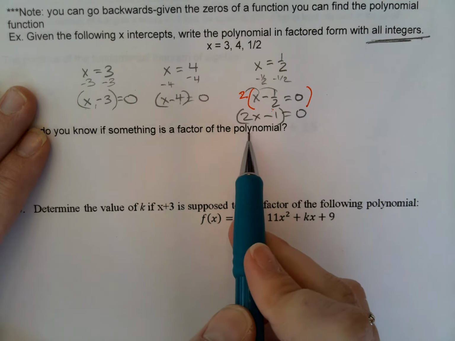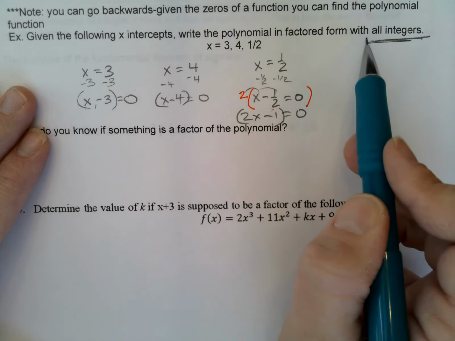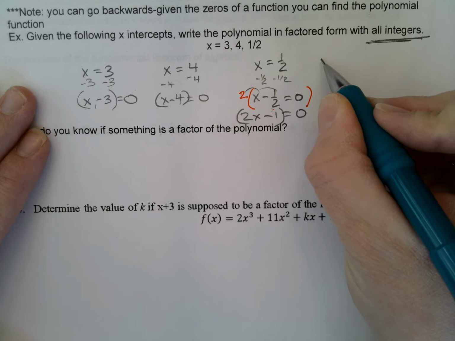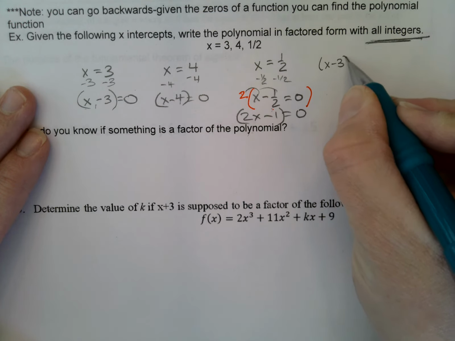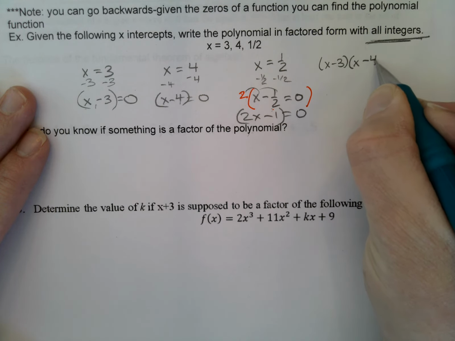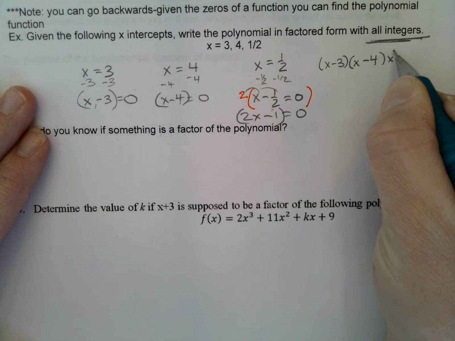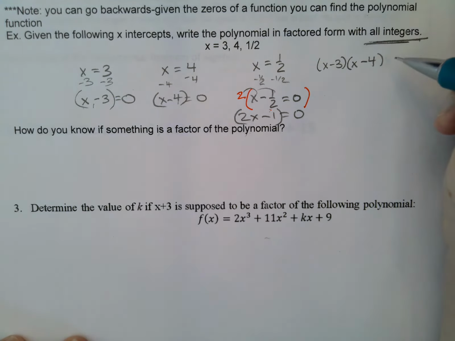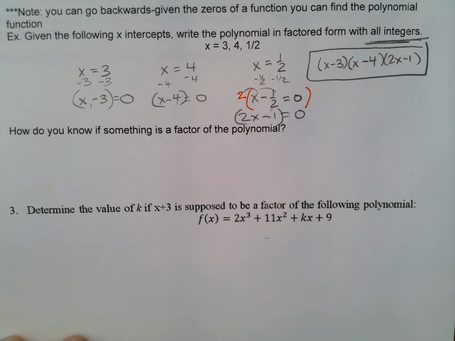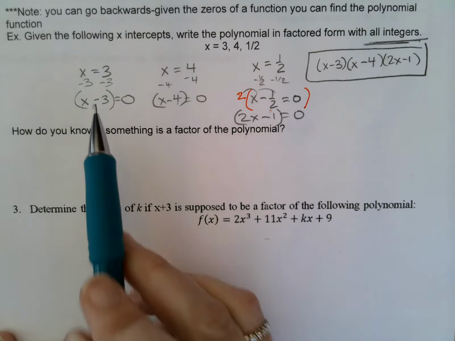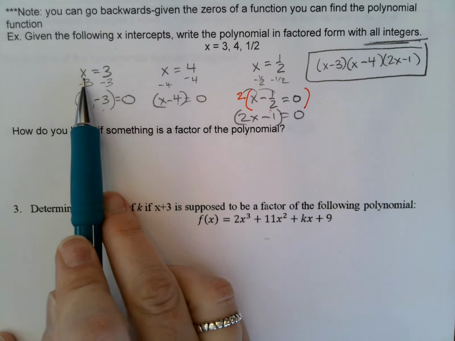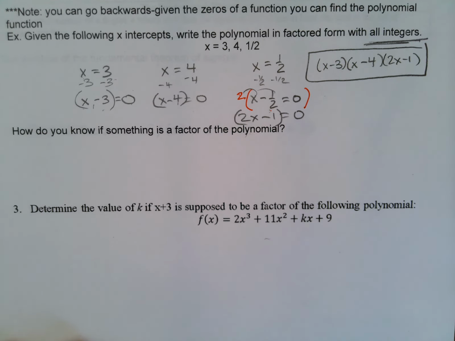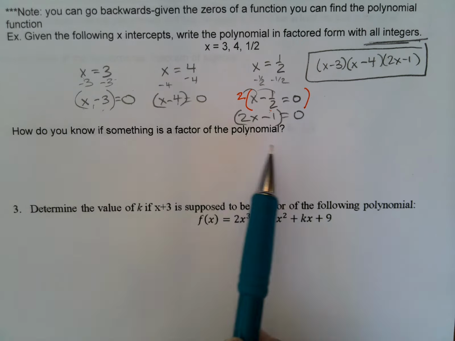So factor, factor, factor. It says to write the polynomial in factored form. So therefore my final answer is x minus 3, x minus 4, 2x minus 1. So factors are set equal to 0, solutions are x equals. So I'm reiterating this again.